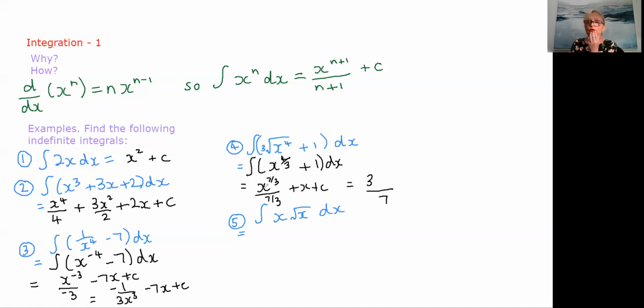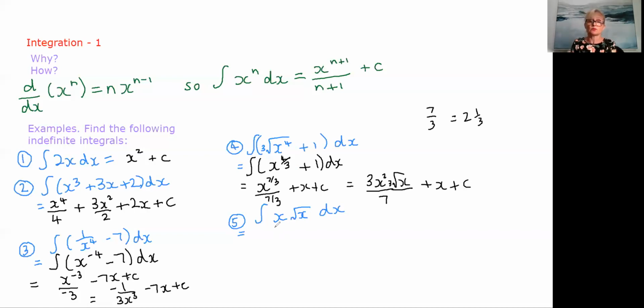x to the 7 on 3, let's think about this for a minute. 7 on 3 is 2 1/3, isn't it? So we could write this as x squared cubed root x if we wanted to. We could just write it as x to the 7 over 3 if we wanted to. But because the original question had your radical sign in there, it's probably better to put it back as this. So plus your x plus your c.